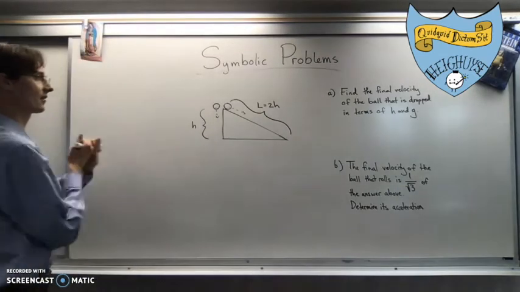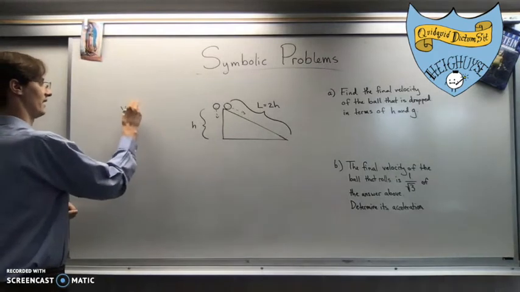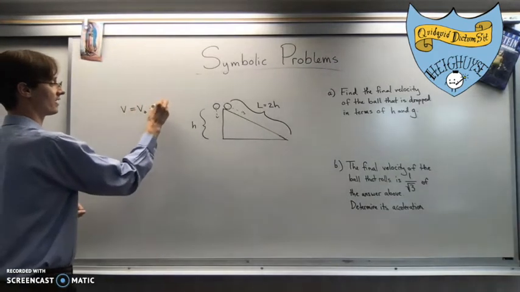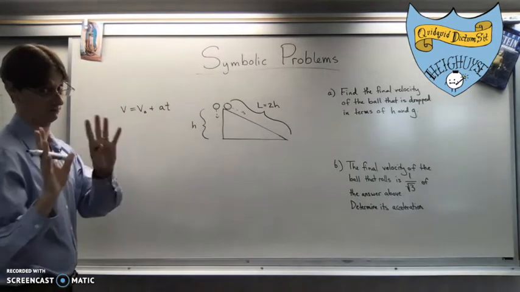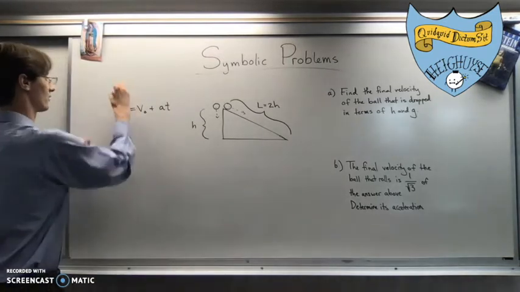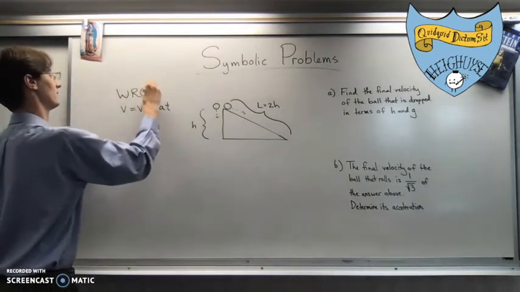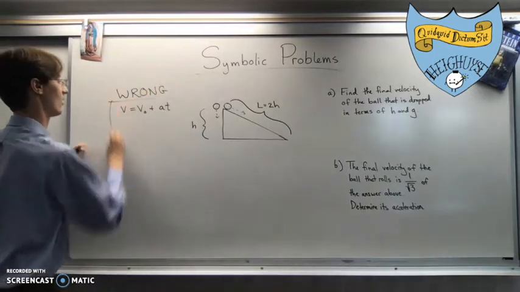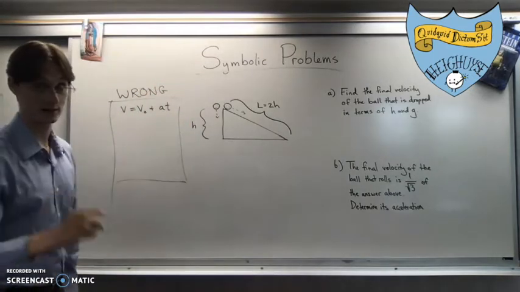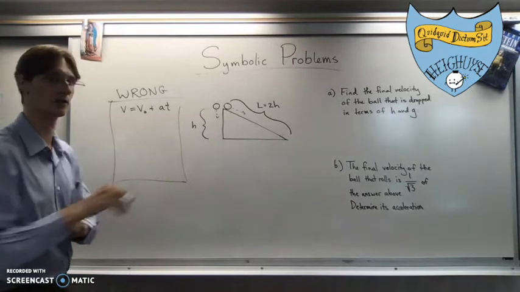So if I tried to do something like this, I said, well, v equals v naught plus at, all right? This is wrong. This is the wrong way. Let me just go ahead and say that this is wrong and do it the wrong way so you can see what not to do, all right?